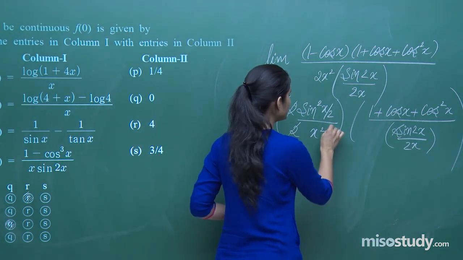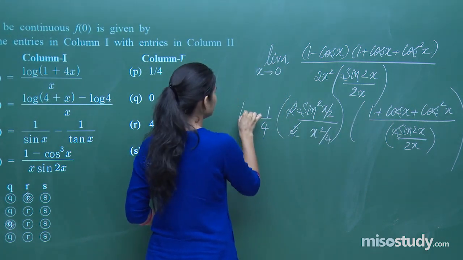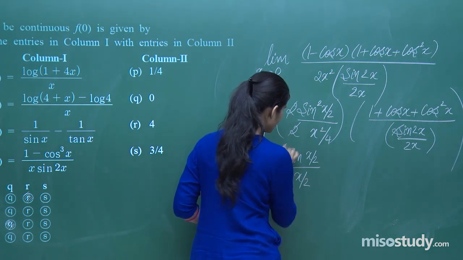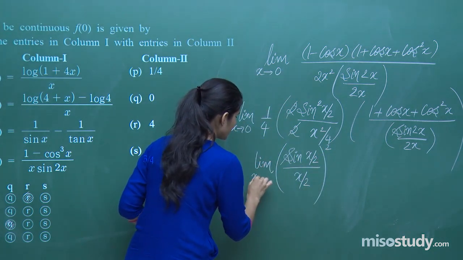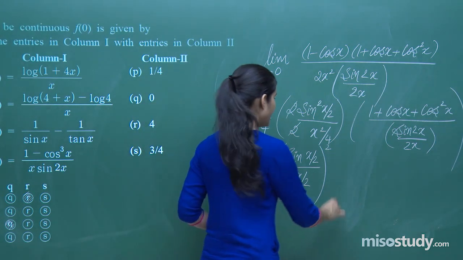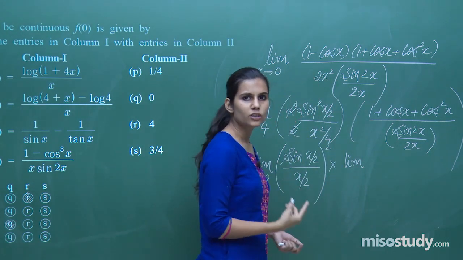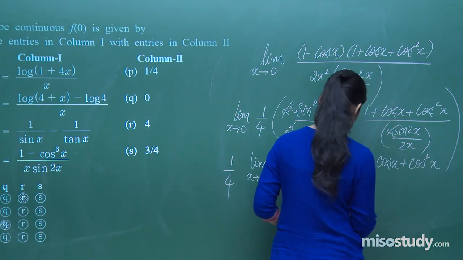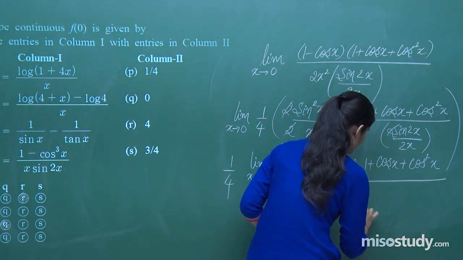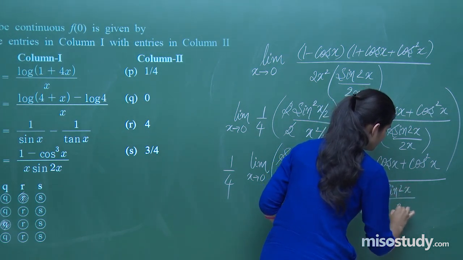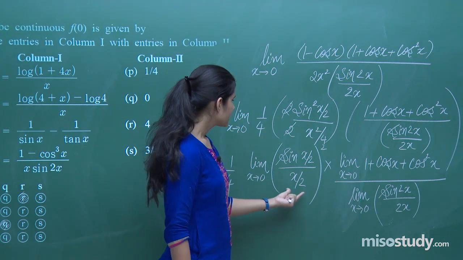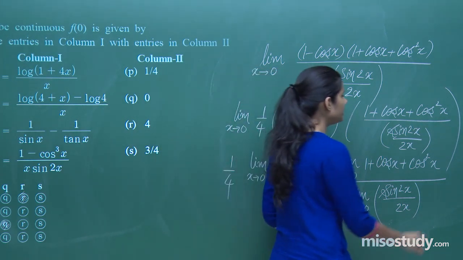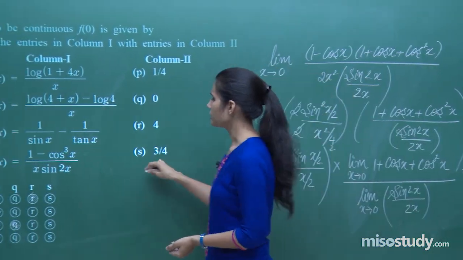Now here also I want x by 2, so I'll just divide by 4 and multiply by 4, or basically take it over here. Now I'm left with sin x by 2 upon x by 2 whole square, limit as x approaches 0, 1 by 4 is outside. And here again you have, you know, limit of the product is product of the individual limits. Limit x approaches 0, 1 plus cos x plus cos square x whole upon limit x approaches 0 sin 2x by 2x. Very easy. This is 1, this is 1, this is 1 plus 1 plus 1, 3. So 1 by 4 into 1 into 3 by 1, that is 3 by 4. So our answer is S.